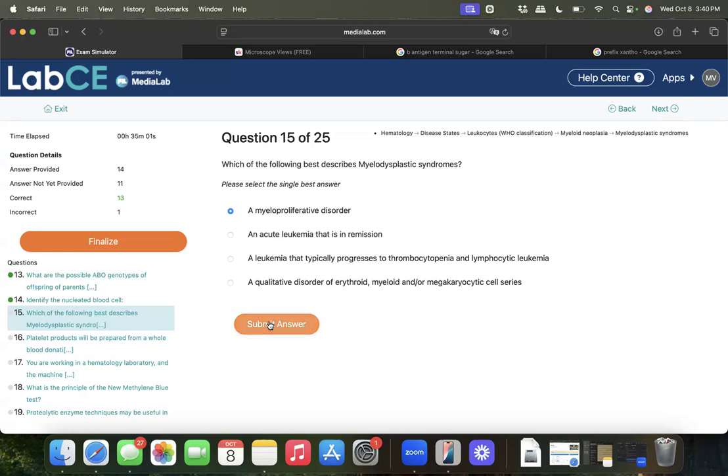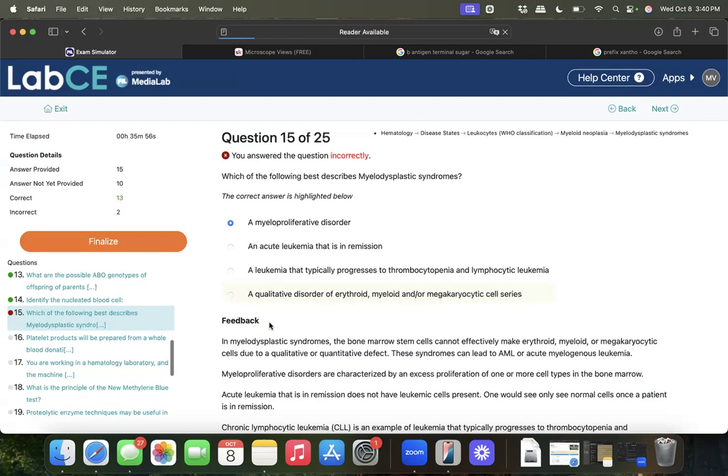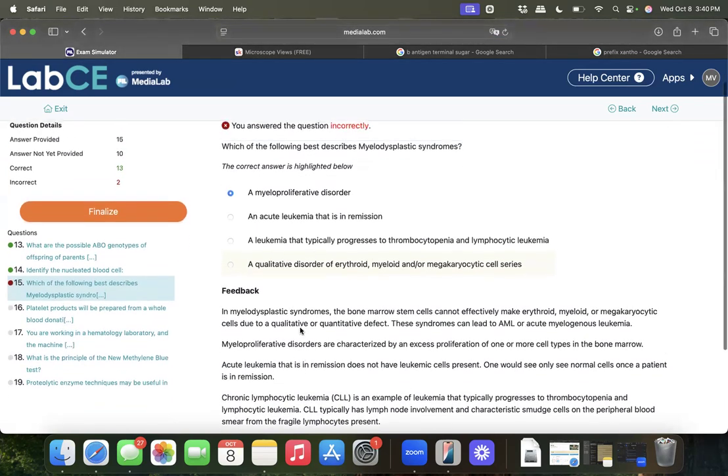Let's see what we're talking about. Myelodysplastic syndromes, we're saying a myeloproliferative disorder. Okay, so I would have gone with D as well. It says qualitative disorder of erythroid, myeloid, and or megakaryocytic cell series. When I think of MDS, I think of the most colorful slide ever. Reason why is because you're gonna see NRBCs, bands, metas, mylos, pros, immature EOs, all types of stuff all over your slide. Horrible for the patient, but absolutely beautiful to see on the slide. I'm not going to lie.